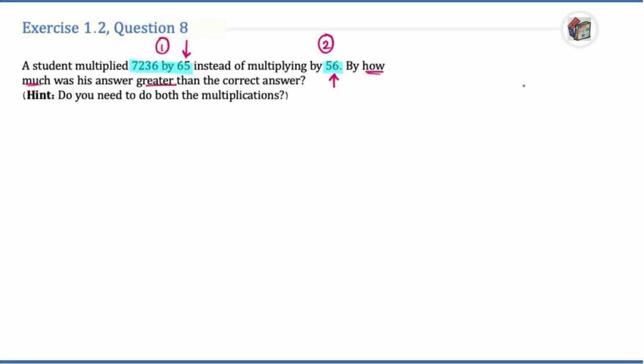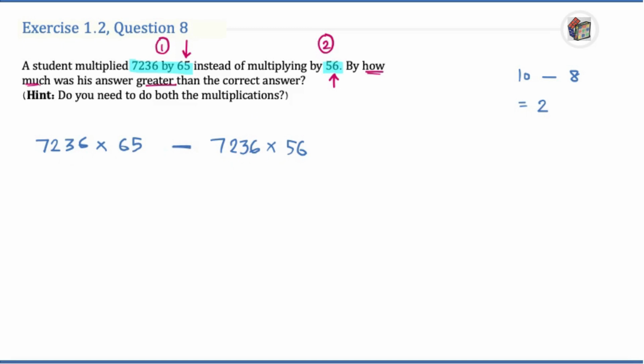So I say, by how much is 10 greater than 8? So you will say 10 is greater than 8 by 2. And how do you get that? You just subtract the smaller number from the bigger number. That's all. So in our case, his answer, which is 7236 multiplied by 65, is the greater one. And the correct answer is 7236 multiplied by 56. And how much greater is it? You subtract for that.